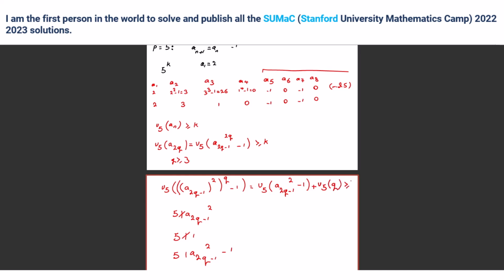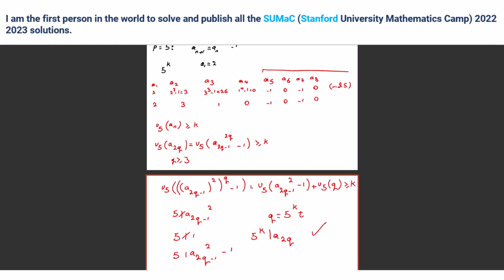Now we want to do something to reach greater than or equal to q. So you can just say q is equal to 5 to the power of k times t, right? Then a to the 2q, then 5 to the k divides a to the q, right?